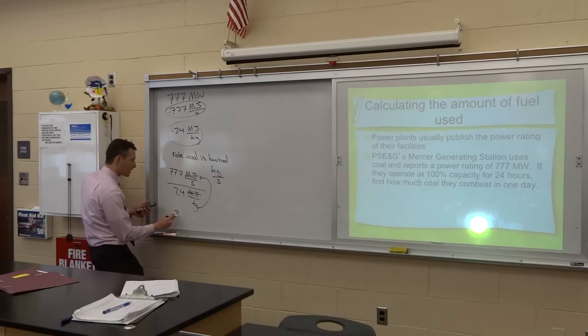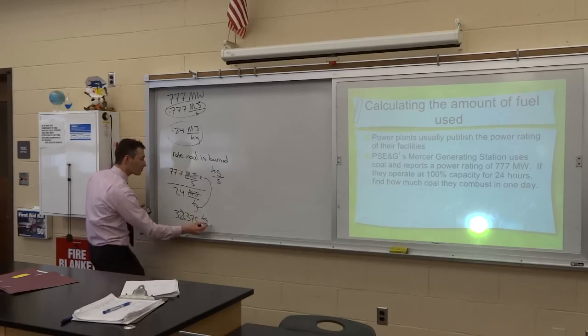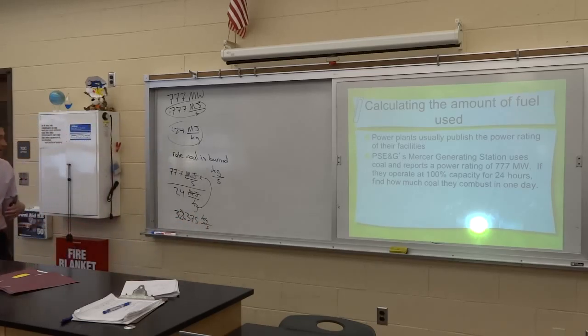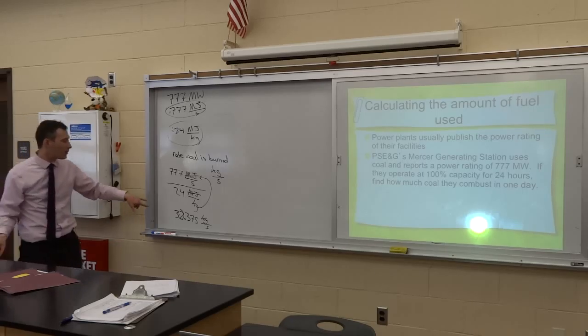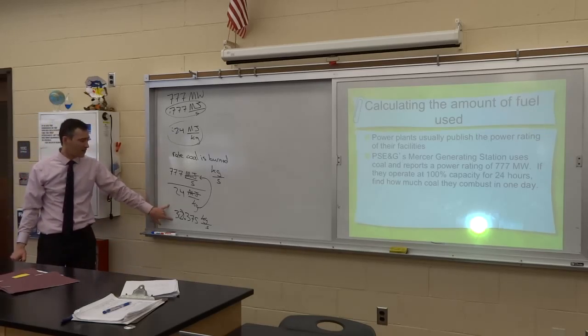So I'm getting 32.375 kilograms per second. That's about a half of me, I'm about 65 kilograms. So that's one half of me worth of coal every second to produce that 777 megawatts. I'm not done. I still need to find how many kilograms for the whole day, but are there follow-up issues right now about finding that 32 kilograms of coal have to be burned every second?